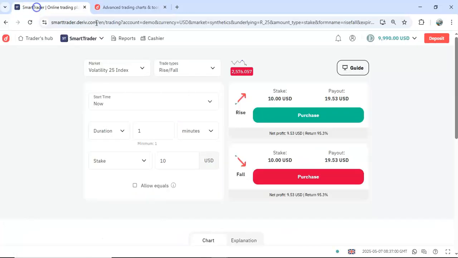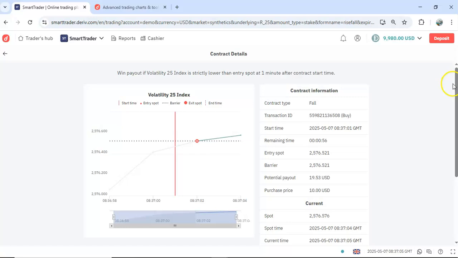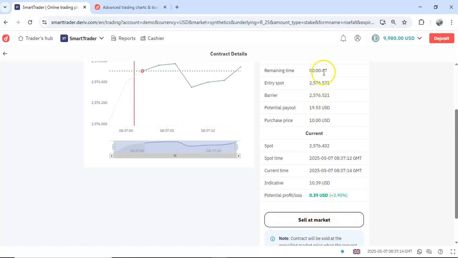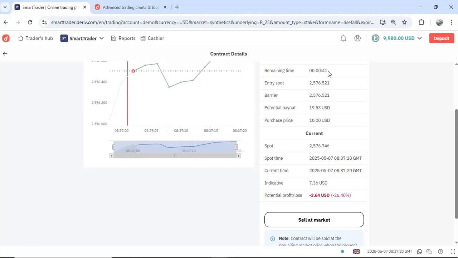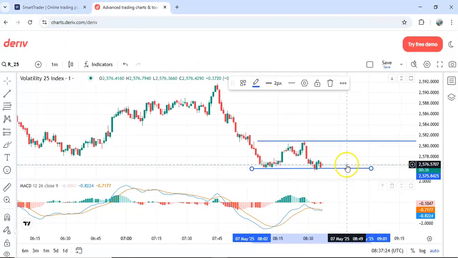So let me go back. So if we did take with 5 ticks, we could have won that market. So 06, 03, 2, 1. So for this one, let's see how it goes. So you can see we already have a bit of the profit.